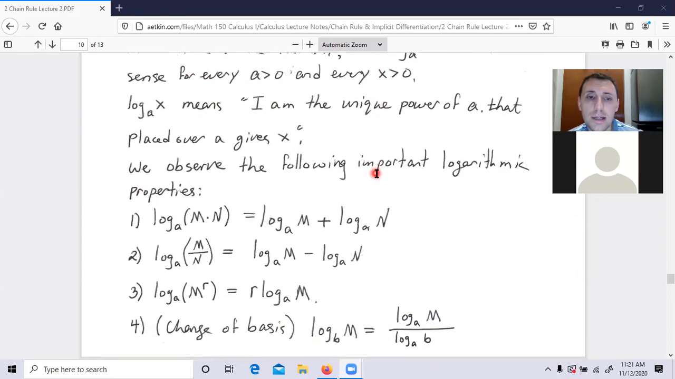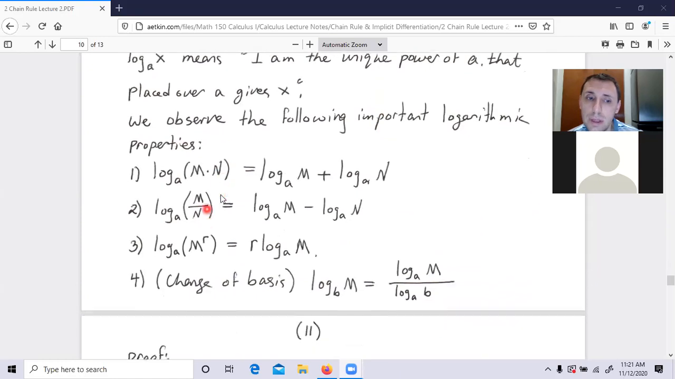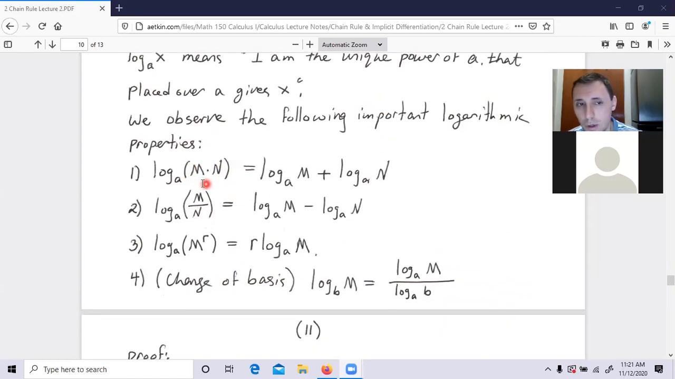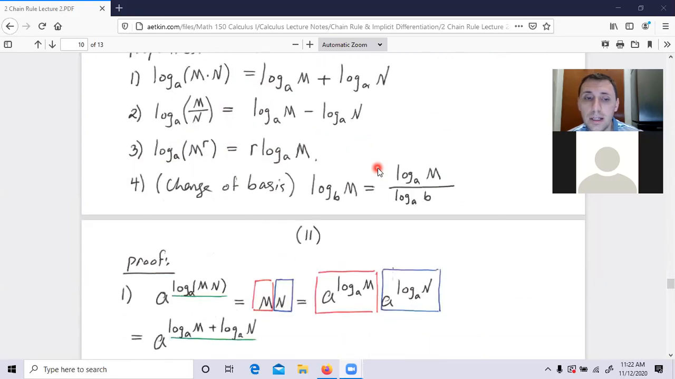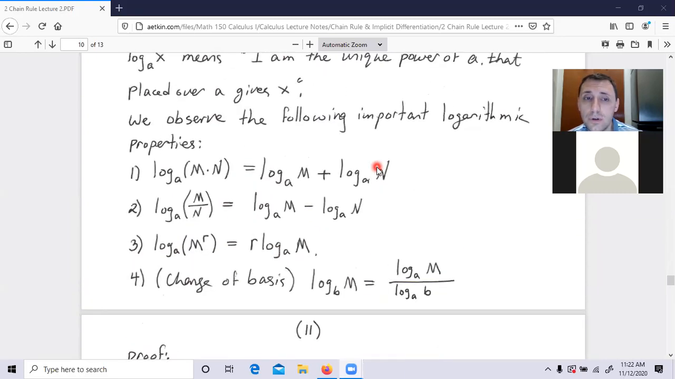So here are some logarithmic properties, right? Even though we don't exactly know what logarithms do, how they work, we can see that they should have the following properties. For instance, log base a of m times n is the same as log base a of m plus log base a of n. And here is the reasoning for it, guys.